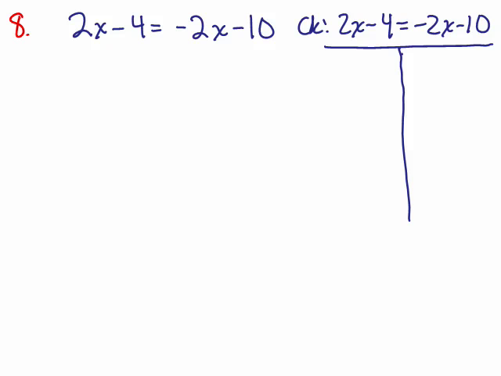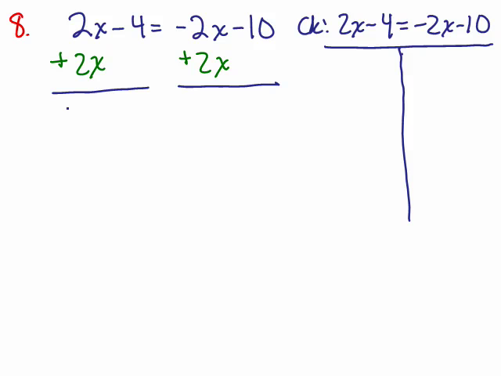Number 8. We have variables on both sides of the equation and constants on both sides of the equation, so we want to put the variables on one side and the constants on the other side. We've got a positive 2x on the left and a negative 2x on the right, so I'm going to keep it on the left-hand side, so I'm going to have a positive number in front of the variable. So I want to add 2x to both sides so that this negative 2x is not going to be on the right-hand side of the equation.